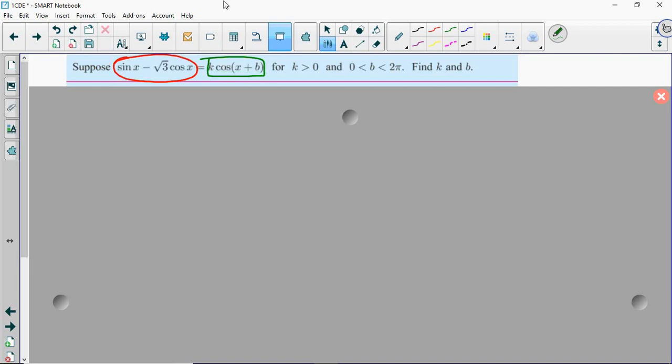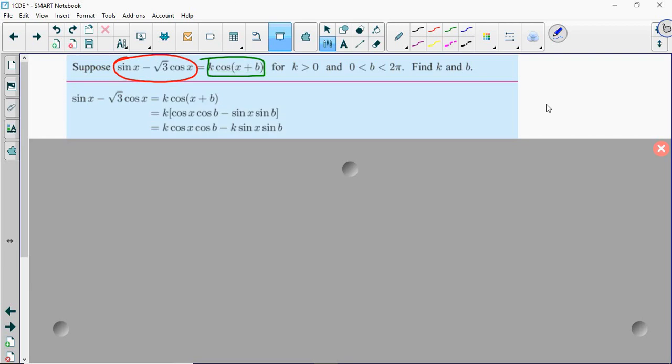I like to actually start from the right-hand side, which is dealing with that cosine of x plus b, because that is the compound angle formula right there. So we see that's what they did here as well. And then they just distribute the k into both those terms. Now it's important at this point to recognize that b is a constant, which means that cosine of b and sine of b are also constants. So what we have here now on the right is a term using cosine of x and a term involving sine of x.